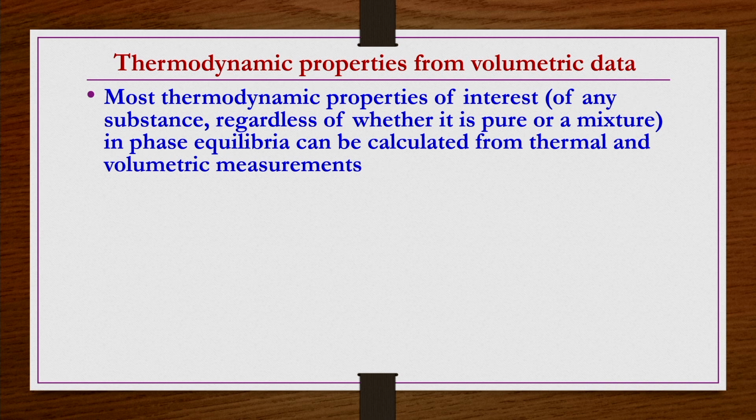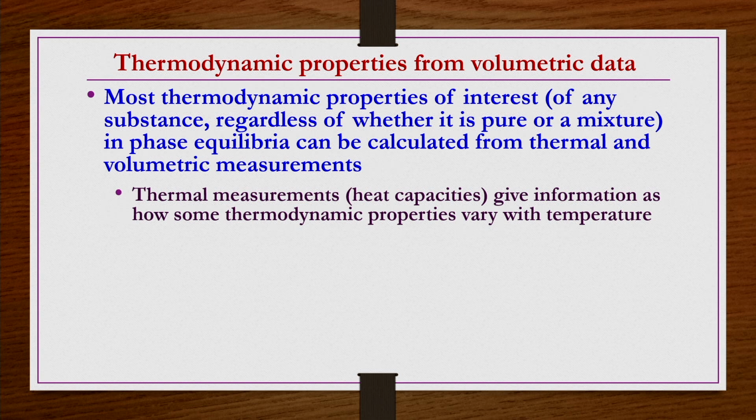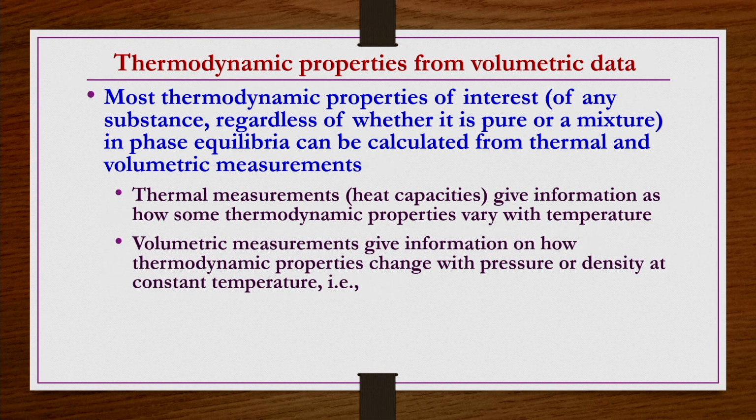So, in order to get these functions phi as a function of temperature, pressure, composition, we need to have volumetric data information. Okay. So, thermodynamic properties from volumetric data. Most thermodynamic properties of interest of any substance, regardless of whether it is pure or a mixture in a phase equilibrium, can be calculated from thermal and volumetric measurements. Thermal measurements in general, that is about the heat capacities, give information as to how some thermodynamic properties vary with temperature, whereas the volumetric measurements give information on how thermodynamic properties change with pressure or density at constant temperature.